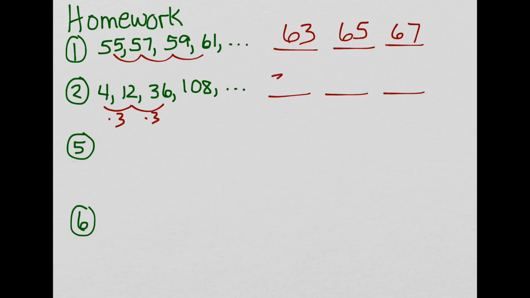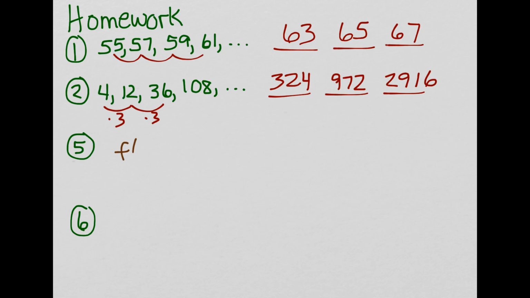108 by 3 is 324, and 324 times 3 is 972. And when I multiply that by 3, I get 2,916. Okay. Now, if you look down at number 5, it gives you the same sequence, but you're now supposed to write a recursive formula for the sequence. So same as number 1, same sequence as number 1.